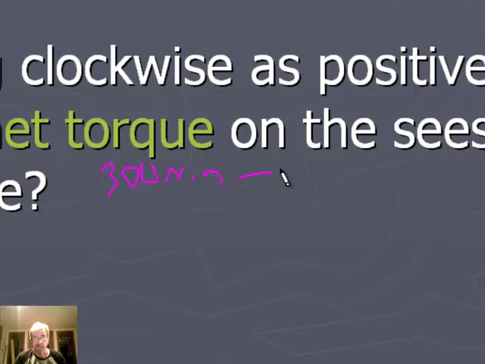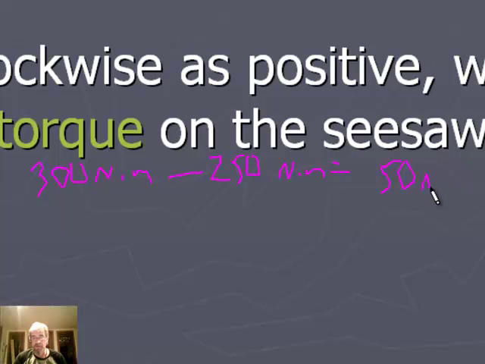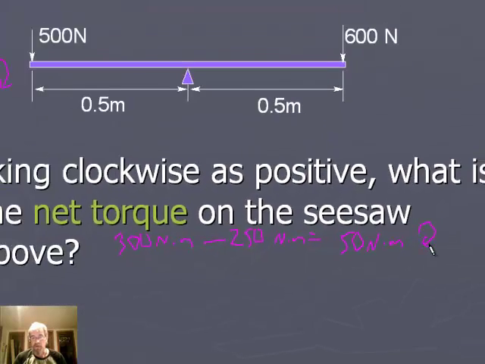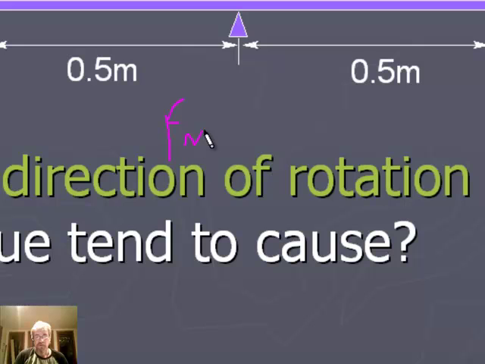So that's negative because it's counterclockwise, so we subtract 250 Newton meters, and that means that our net torque is 50 Newton meters clockwise. The question here is, what direction of rotation would this torque tend to cause? Well, when we're talking about translation motion, F net equals ma is the equation, and we know that there's a correspondence between the direction of net force and the direction of acceleration, and that is they are the same.